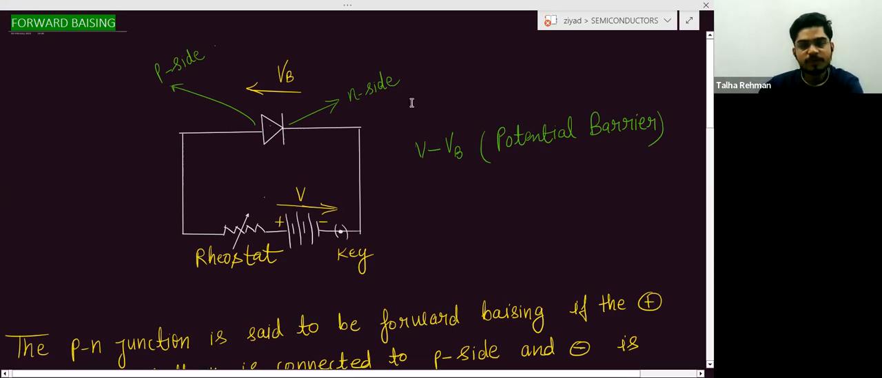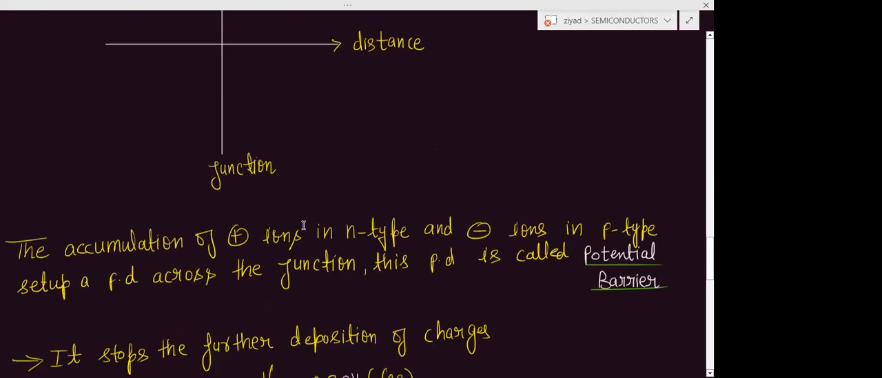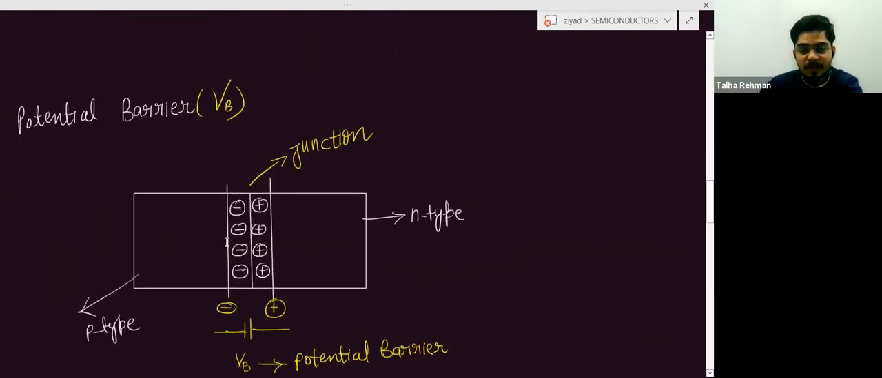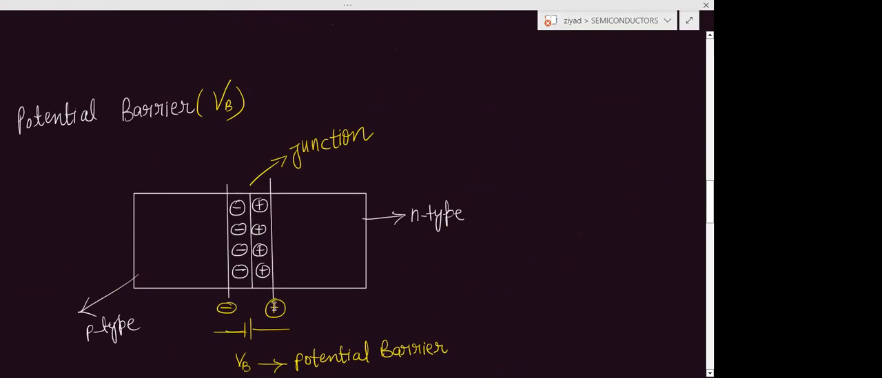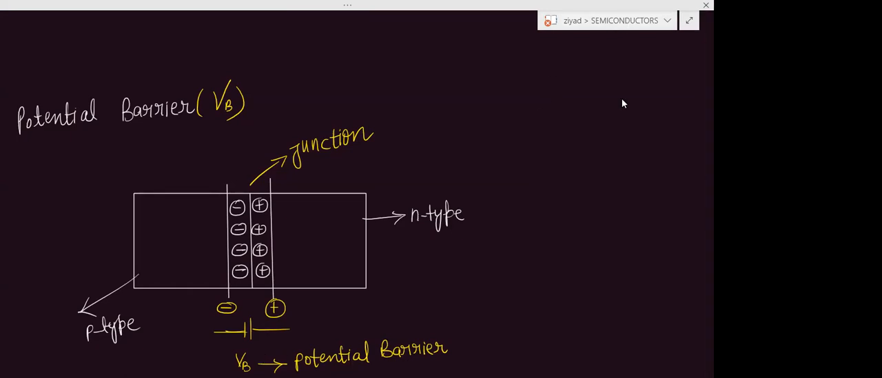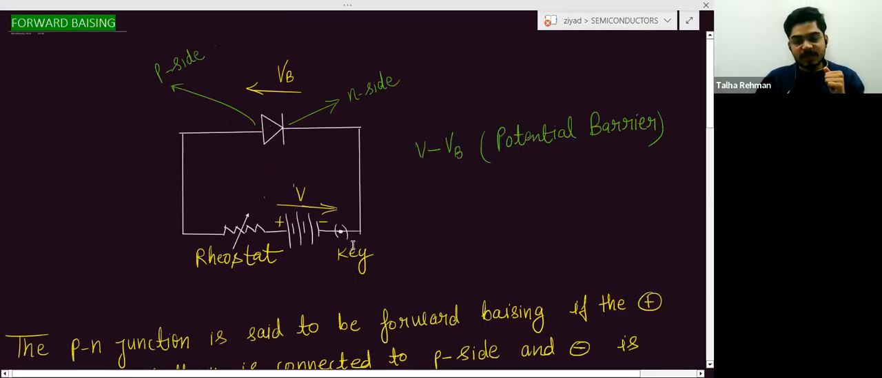One more thing. In case of forward biasing, I told you the concept of the potential barrier. Due to the depletion layer, due to these negative and positive ions, a potential difference is created across the depletion layer, and that potential difference is known as the potential barrier. So basically, in case of forward biasing, what will happen?